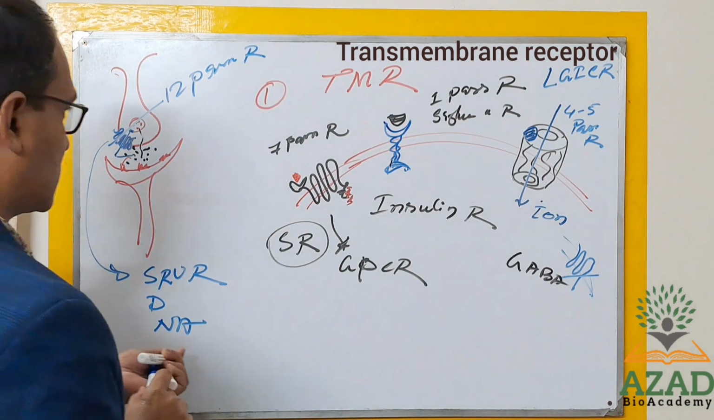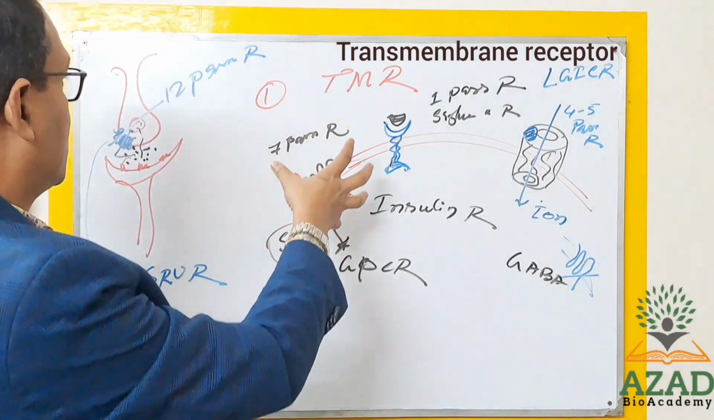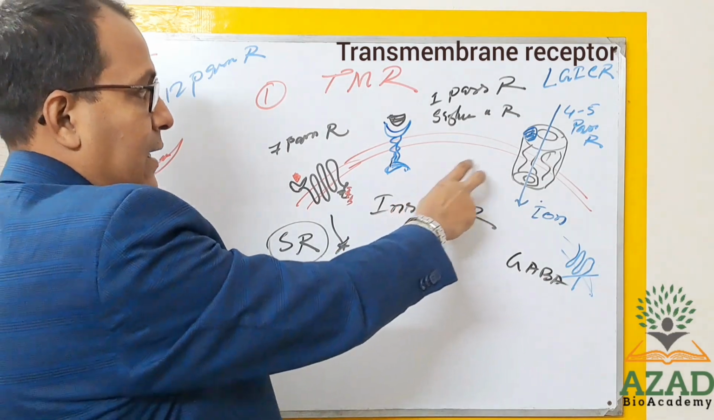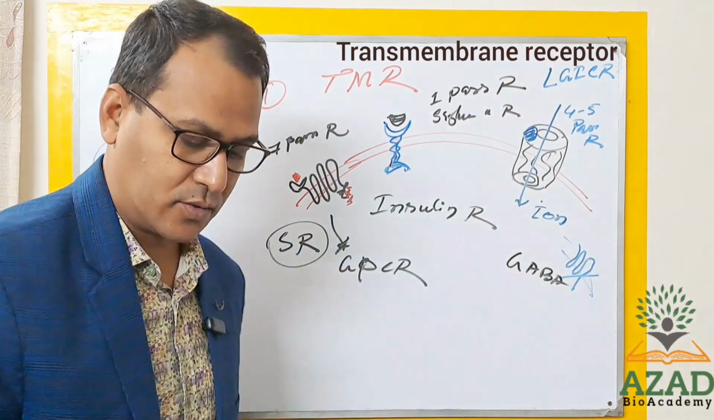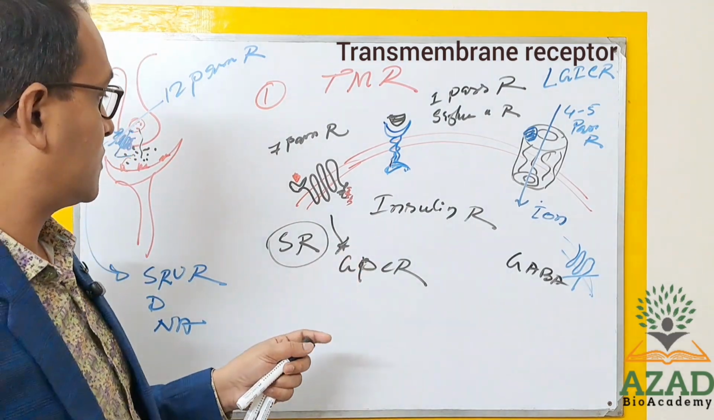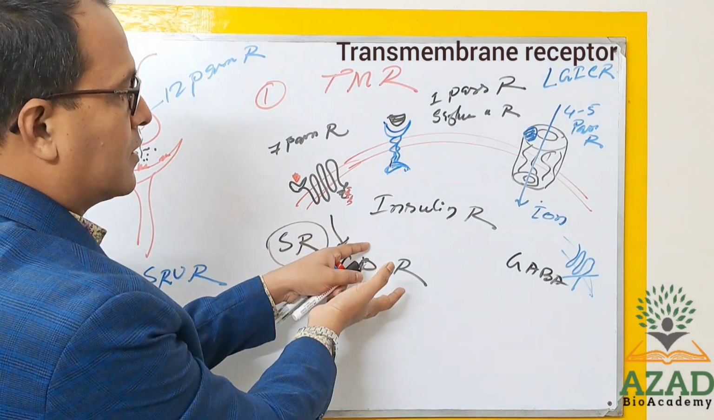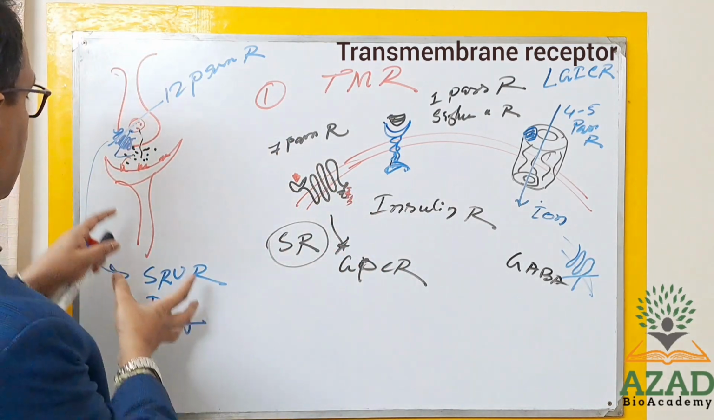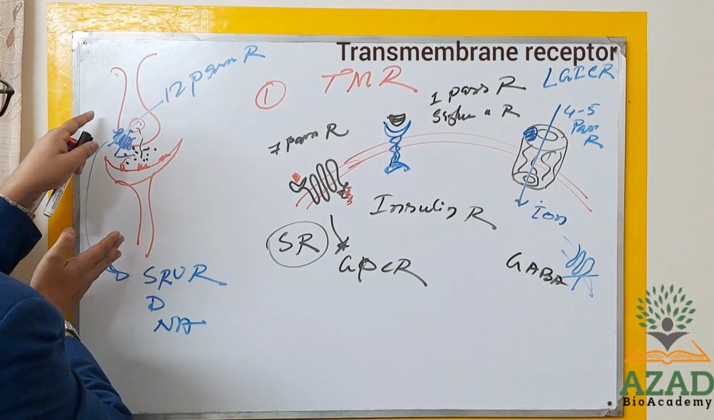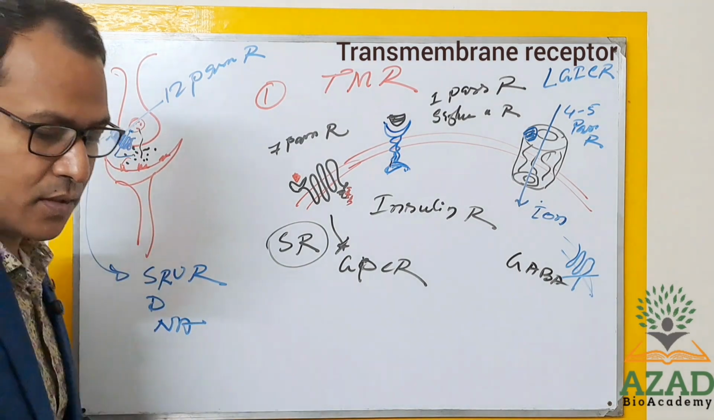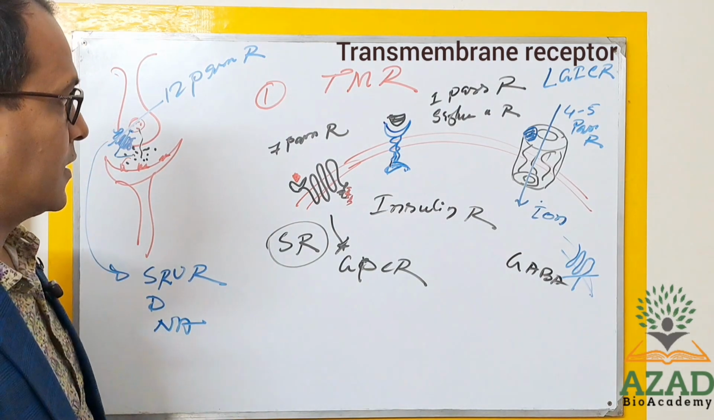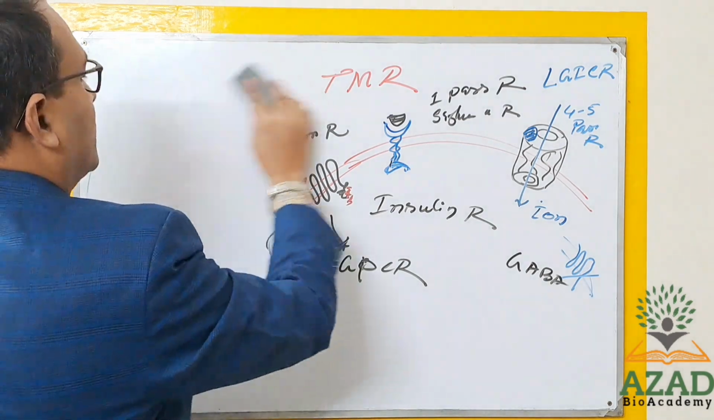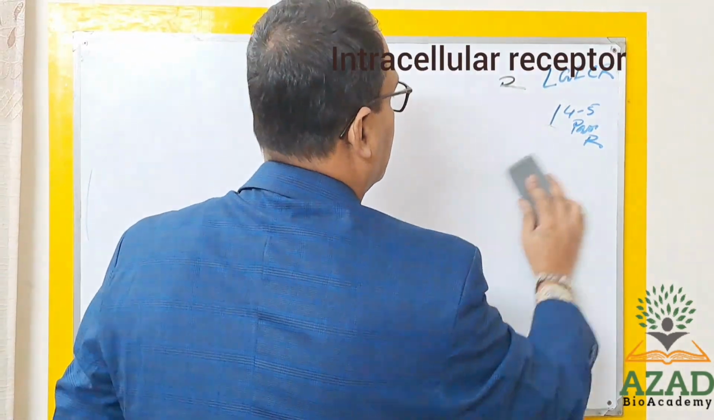So the transmembrane receptors are basically: the single pass receptor, for example insulin; ion channel receptors, GABA or nicotinic acetylcholine receptor; and the 7-pass receptor, the G protein coupled receptor, which can be adrenergic alpha beta receptors; and the serotonin reuptake receptor, dopamine reuptake receptor, like that. So this is the transmembrane receptor. Now I will move on to the intracellular receptor.